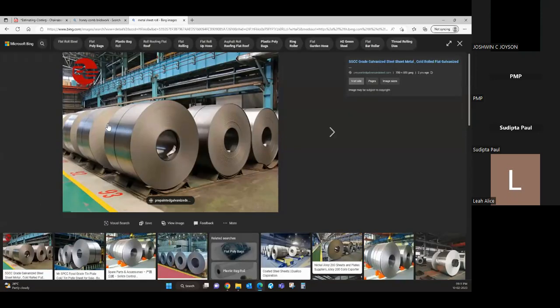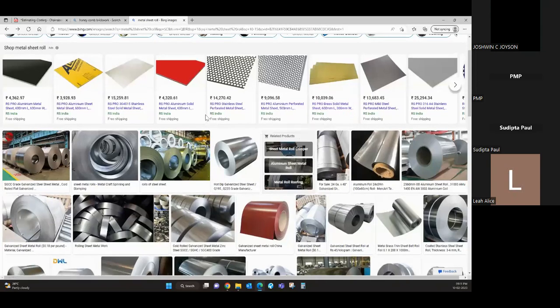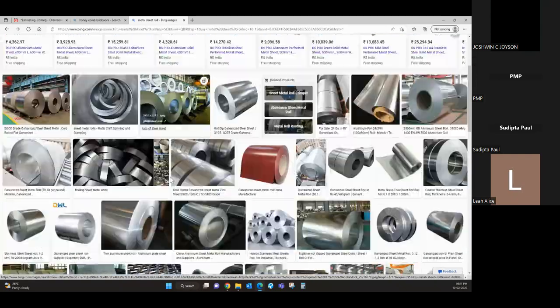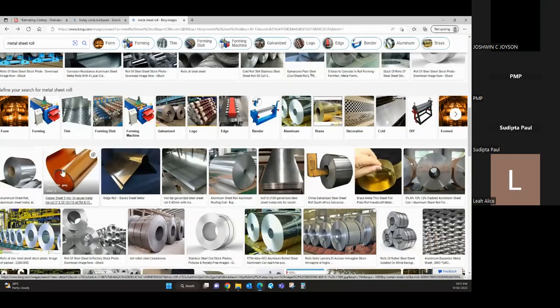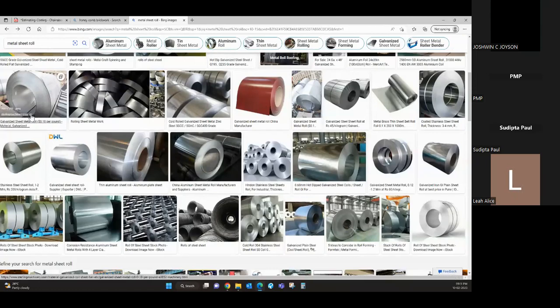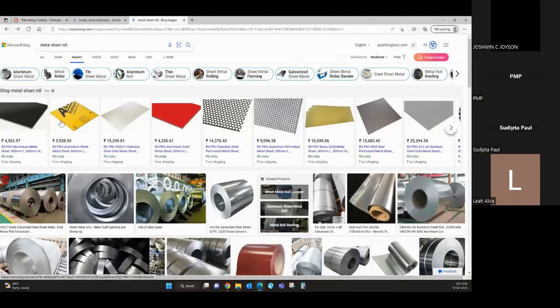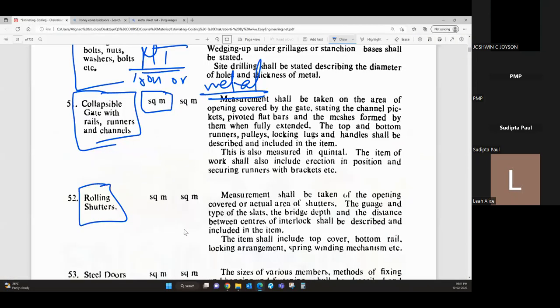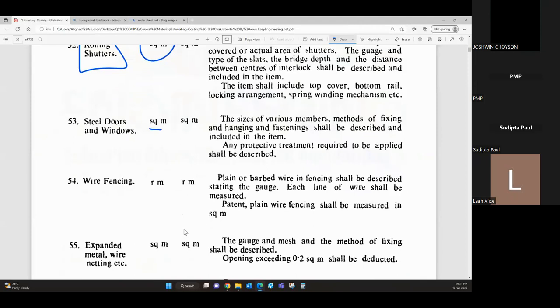Now, this roll will have a fixed thickness and it can come in various shapes. It can be perforated, non-perforated, colored, semi-colored, or any kind of aluminium or iron or copper or any metal. See, this one is copper. This one is steel. Here it is aluminium. Somewhere you will find galvanized, non-galvanized, anodized, non-anodized. So all these kinds of films or metal rolls are considered in square meter. Steel doors are also considered in square meter.